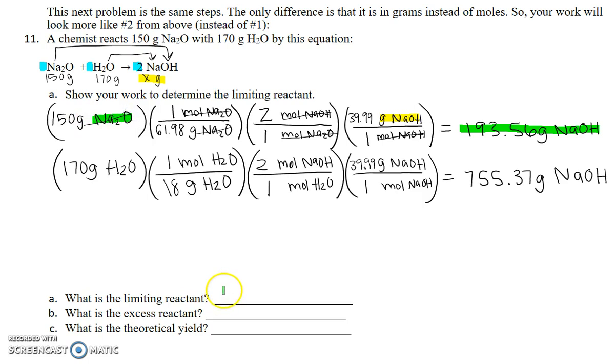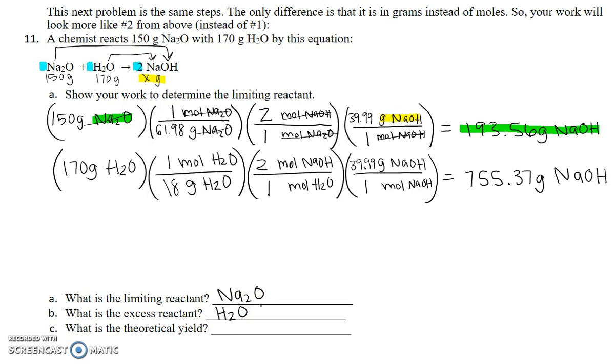My limiting reactant is Na2O. That means the product, 755.37 grams of NaOH, the larger product, is produced by the excess reactant. In our situation, water is our excess reactant.